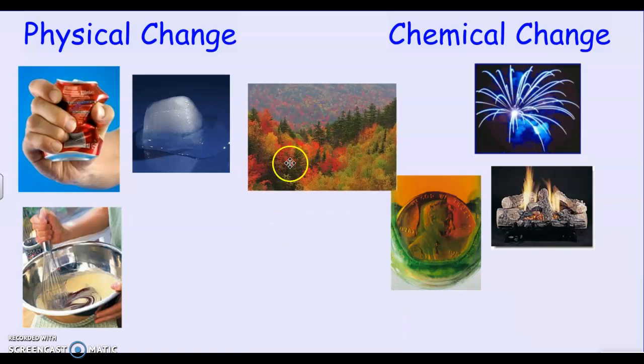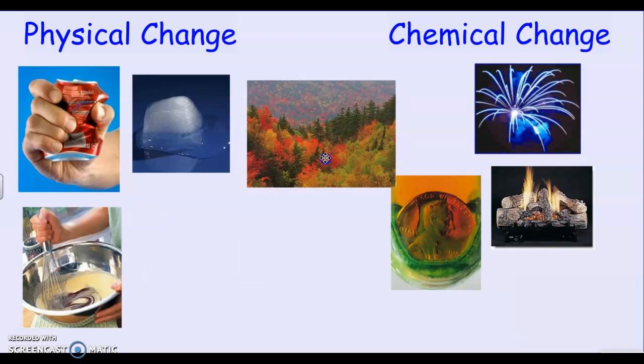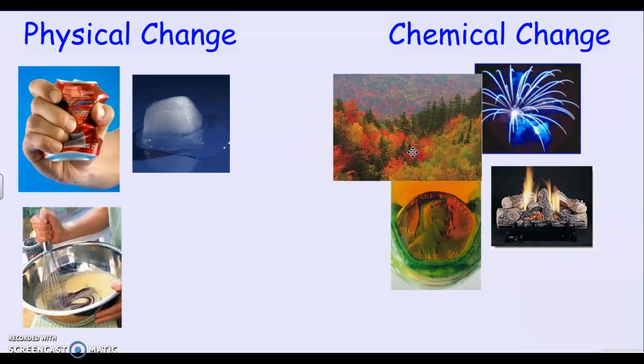How about the leaves changing color in the fall? Was that a physical or chemical change? At first glance, you might think physical, since all that's changed is the color. But if you ask yourself, how did that happen? Well, then you'd have to say it's a chemical change. The chemicals that make up the leaf combine with other chemicals to create the colors that we now see in the fall. That's not a change that we can undo unless we do another chemical change.